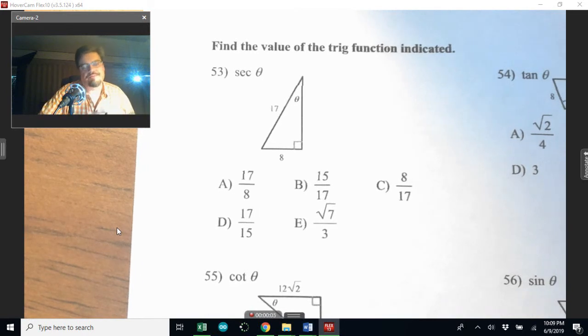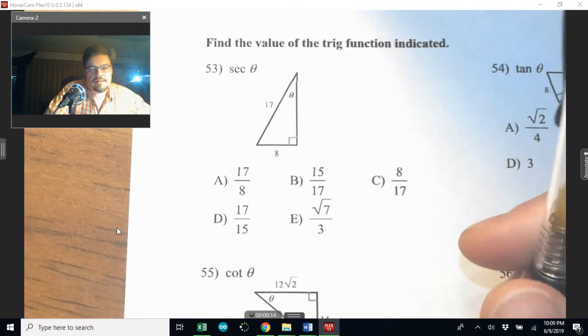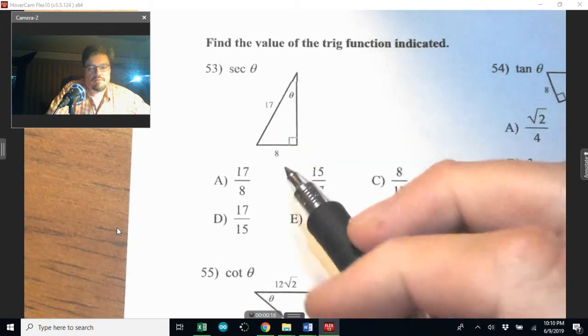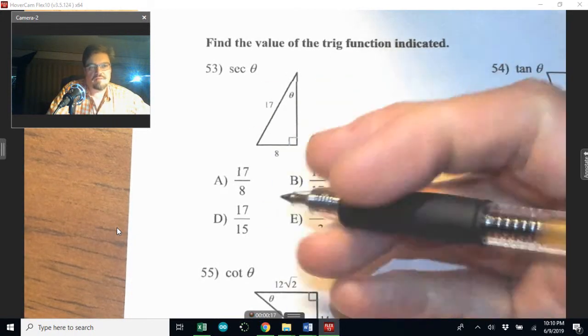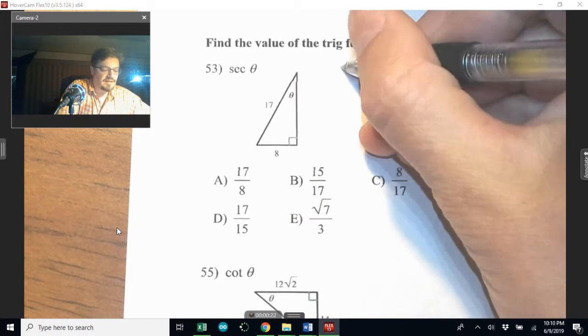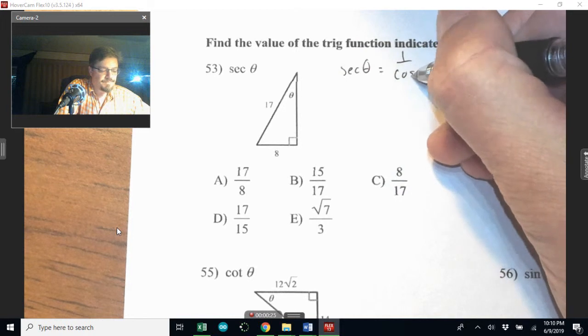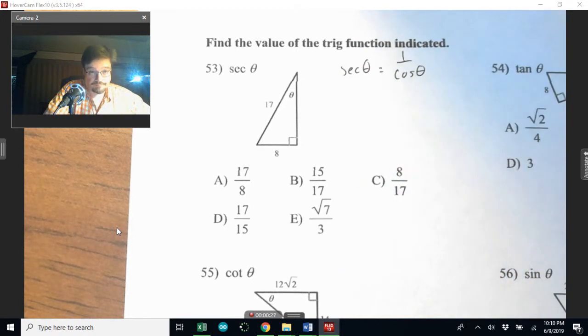Alright, trig part. Let's see. So we're looking for secant. Now before we even get started, we might have to do more work, we might be all set. We don't know. But right now we just want to understand that secant is the inverse of cosine. Why? By definition, that's just how it is. It's the reciprocal of cosine. So you just have to deal with it.